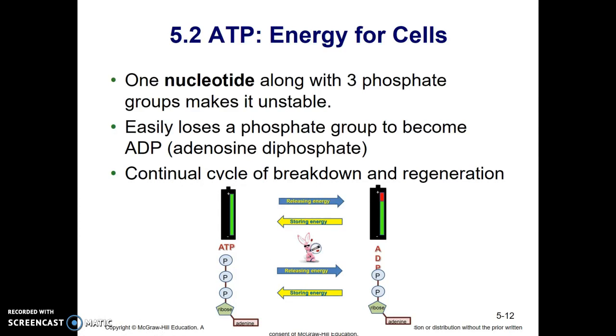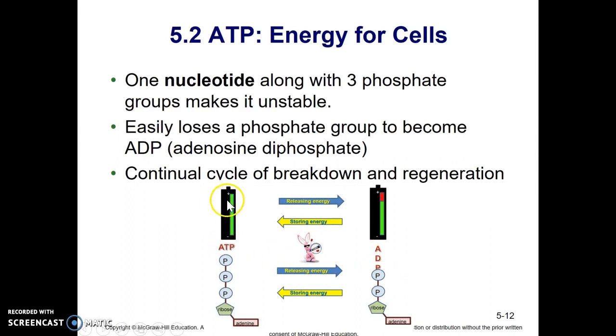ATP has those 3 phosphate groups, and what cells can do with the help of some other chemicals is they can liberate or free this 3rd phosphate group, and ATP, which the T stands for tri, becomes ADP, adenosine diphosphate, di meaning 2. So you can see here there's 3 phosphate groups in ATP, and in ADP one of the phosphate groups has been broken off.